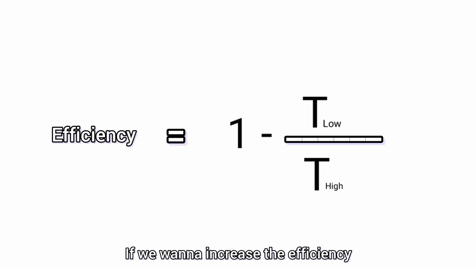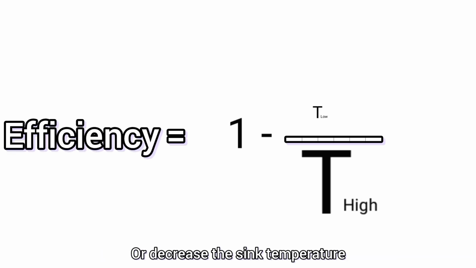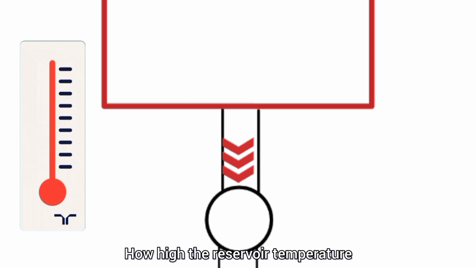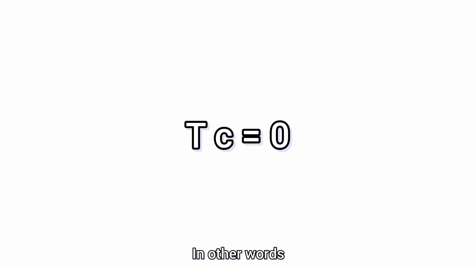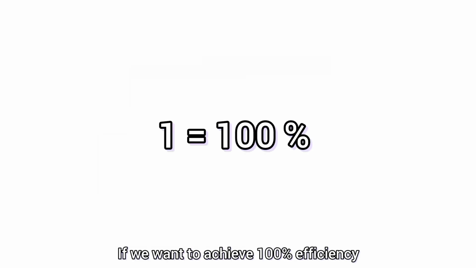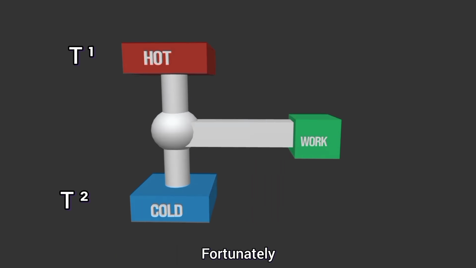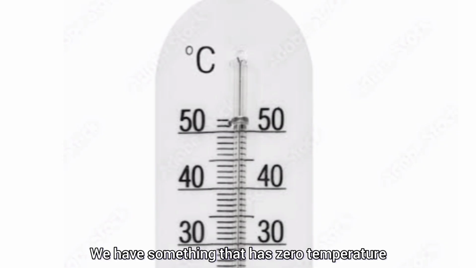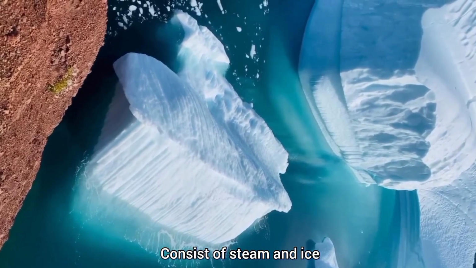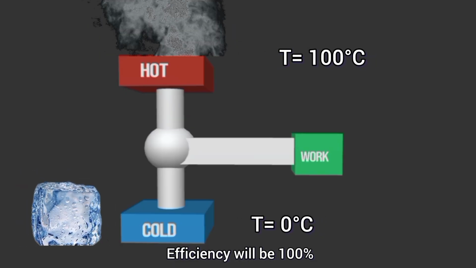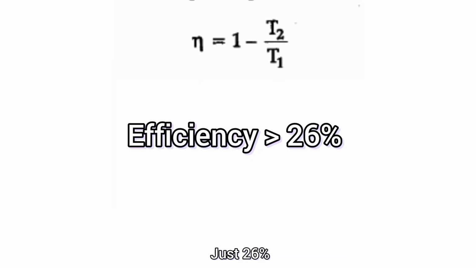As we can see, if we want to increase the efficiency, we have to increase the temperature of reservoir or decrease the temperature of sink. But no matter how high the temperature of the reservoir, we cannot have 100% efficiency unless the sink temperature is 0. In other words, if we want to achieve 100% efficiency, we have to replace the sink with something that has 0 temperature. Fortunately, on Celsius scale, we have something that has 0 temperature, that is ice. So if we make a heat engine consisting of steam and ice, we can achieve 100% efficiency. But when this was done practically, the real efficiency came out to be just 26%.